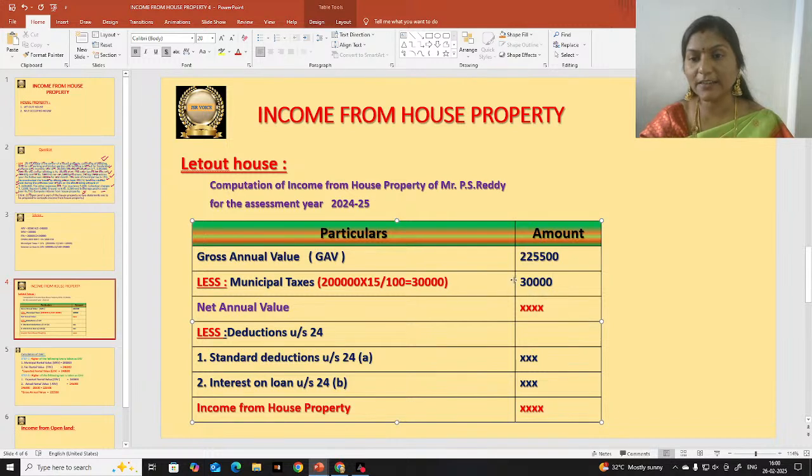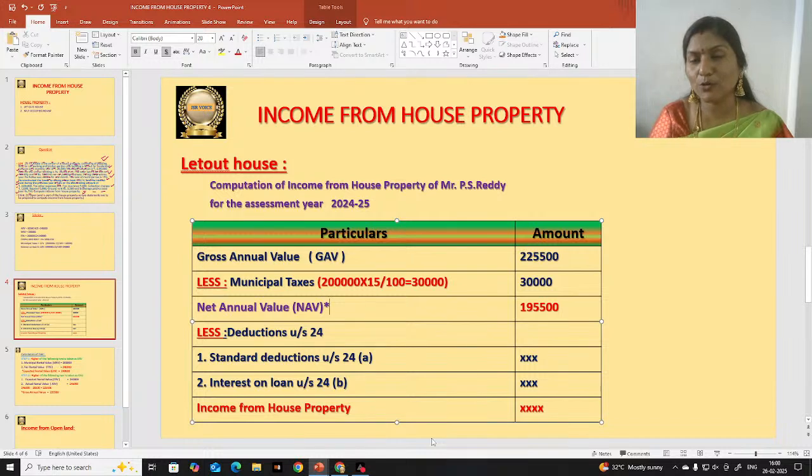Next step is finding out net annual value. We should deduct 30,000 from 2,25,500 and see how much we will get. Okay, so how much will we get if we deduct that? We will get 1,95,500. Okay, and what should we name it? Net annual value, and short form of net annual value is NAV. So this is NAV calculation, but problem not finished.